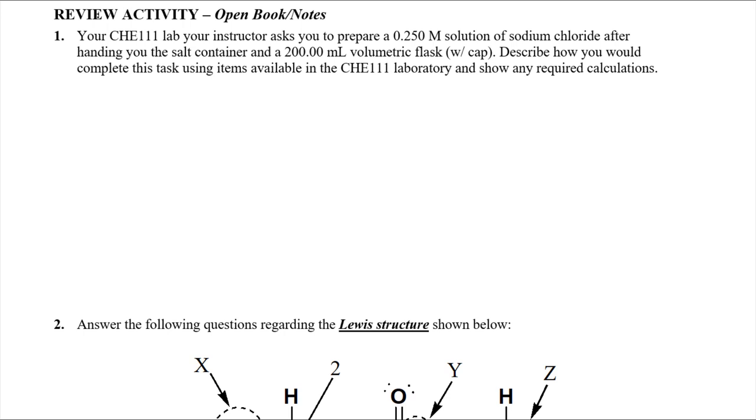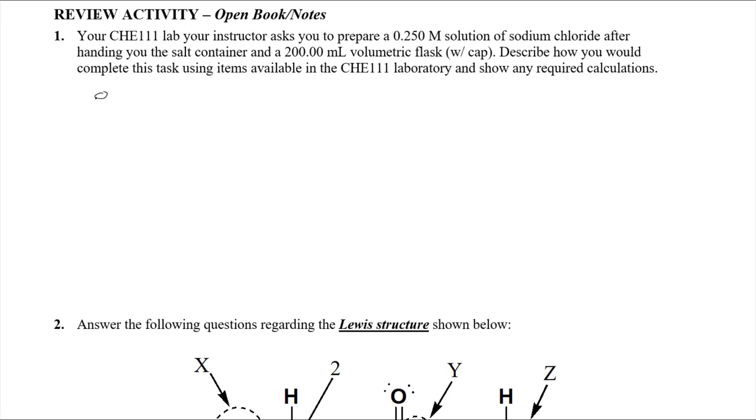This first problem says, okay, you've got a task ahead of you. The instructor wants you to make a 0.250 molar solution of sodium chloride and gives you the salt container, the bottle the salt comes from, and a 200 ml volumetric flask. So pretty easy, okay? We talked about this in class, but let's dive right in. Let me turn the pen back on.